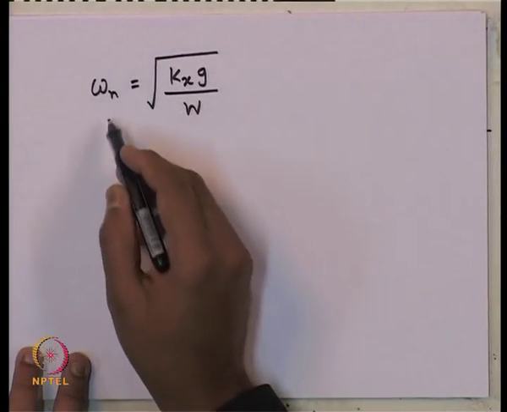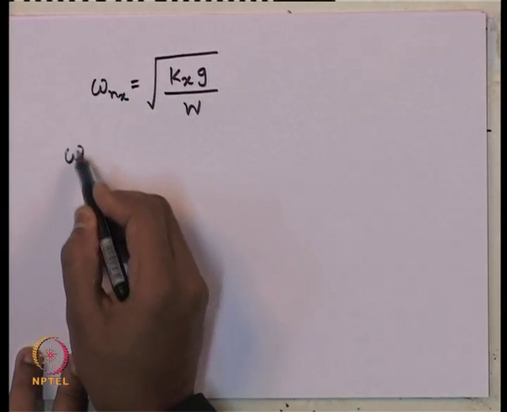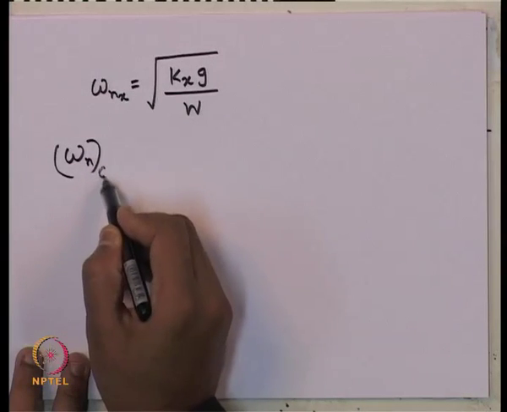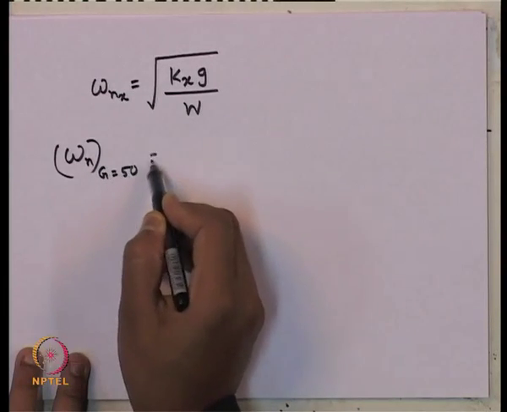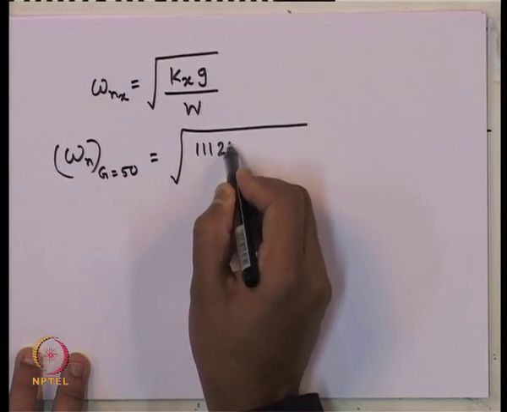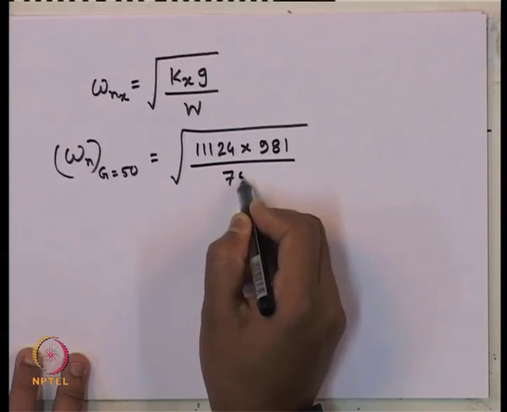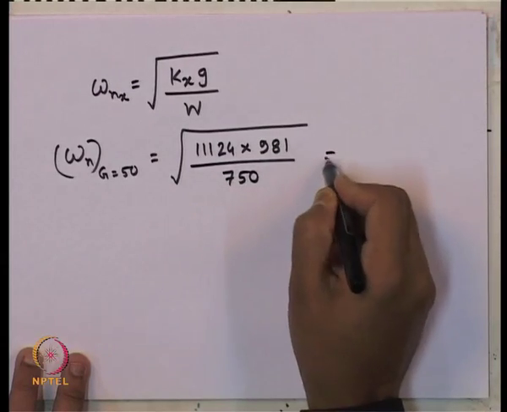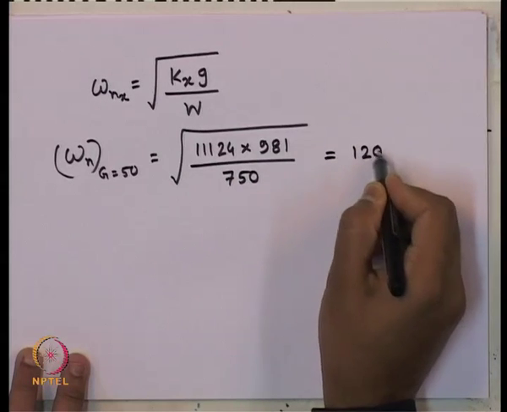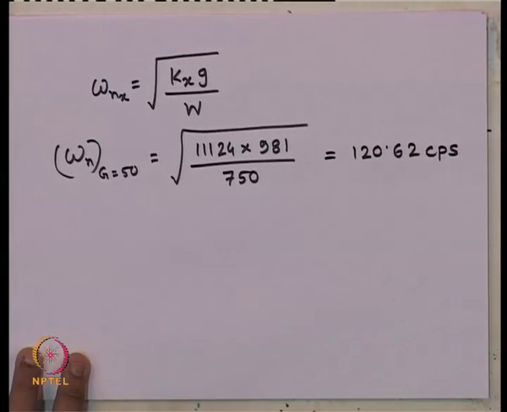This is the expression for omega n x actually. Earlier it was omega n z. Okay. So, omega n for G equals to 50 should be root over 11124 into 981 divided by W, which is 750. It is coming about 120.62 cycles per second. Am I right?